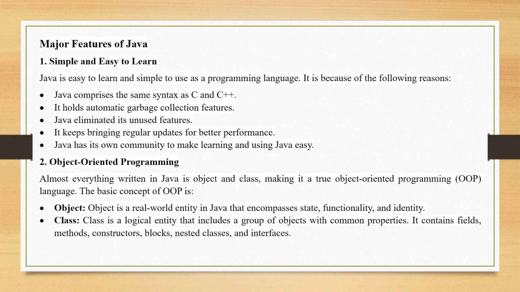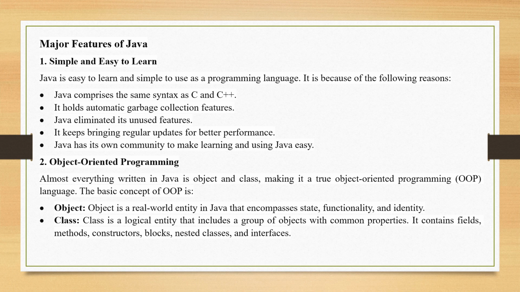Then we are going to see about the main features of Java. First feature is simple and easy to learn. Java is said to be easy to learn and simple to use because it comprises the same syntax of C and C++. It holds the automatic garbage collection feature. It has its own community to make learning and using Java easy. Then object-oriented programming. Almost everything in Java is written as objects and classes, making it a true object-oriented programming language.